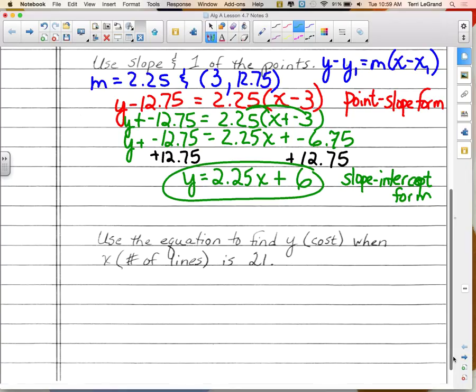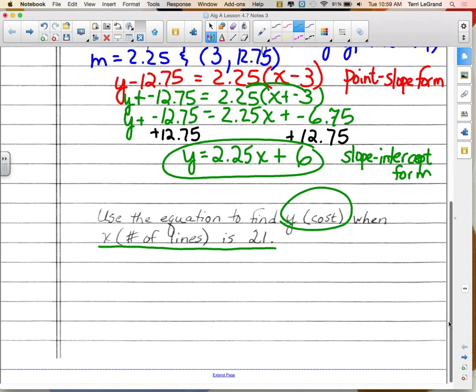It says we were supposed to find the cost of an ad that is 21 lines long. So, use the equation to find y, the cost, that's what we're looking for, when x, the number of lines, is 21. Well, what are we going to do? We're going to write down our equation first of all. Y equals 2.25x plus 6. And where are we going to put that 21 in for? Okay, for x, the number of lines. It's 21 lines long, so we're going to put 21 in for x.